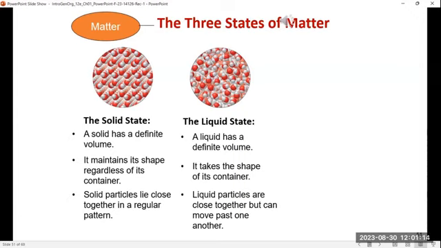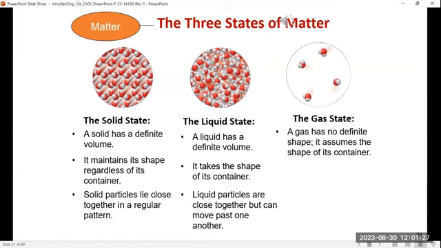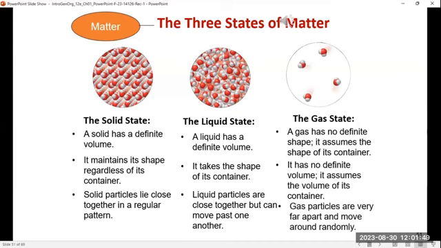In the gaseous phase of water, which is steam, there's no definite shape. It assumes the shape of the container, a balloon, a bottle, whatever container. It has no definite volume. It assumes the volume of its container. So these are the different properties of the three states. Gas particles are very far apart. They are not close to each other. They move randomly in many directions.